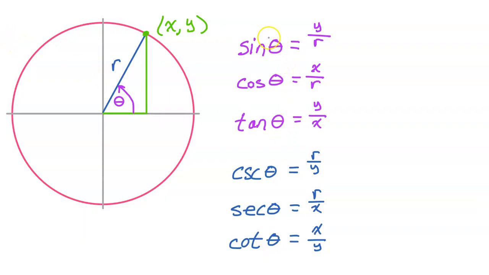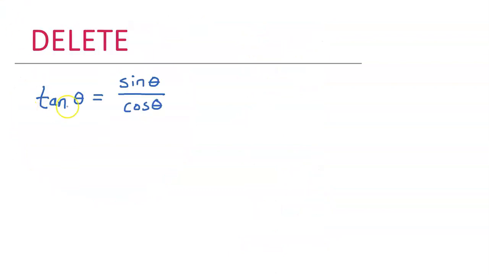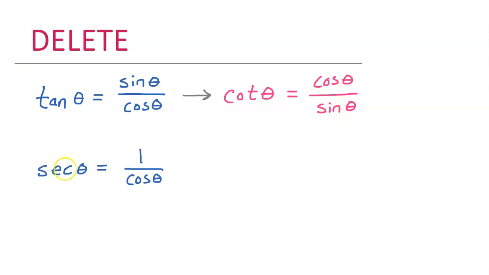In Part 1, we defined all of the trig functions in terms of x, y, and r. But in Part 2, let's write all of the trig functions in terms of sine and cosine. For example, tangent theta is sine theta over cosine theta. That means cotangent theta is cosine theta over sine theta. Secant theta is the reciprocal of cosine, in other words, 1 over cosine.